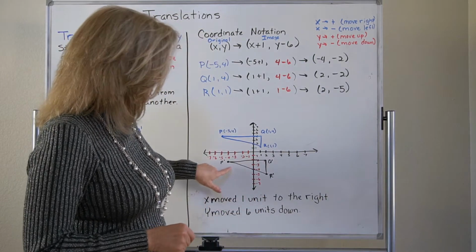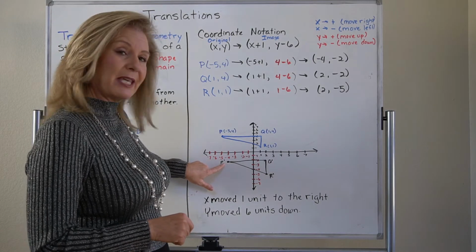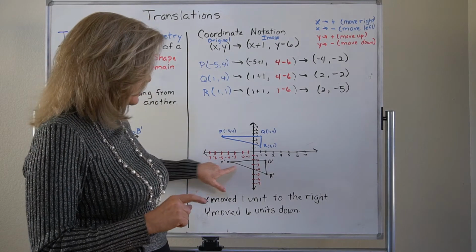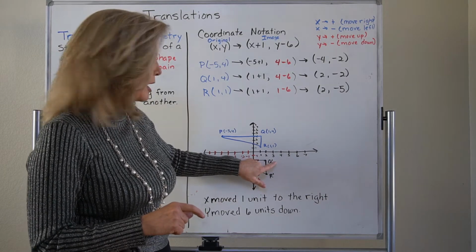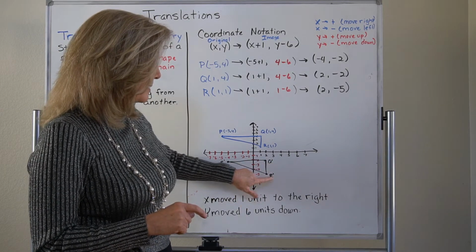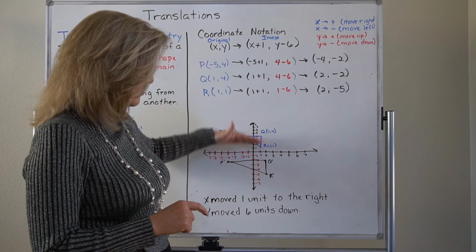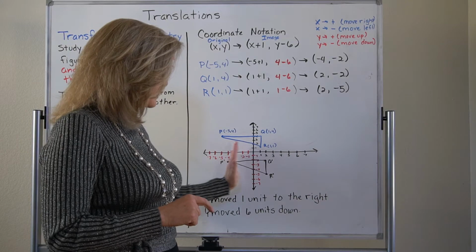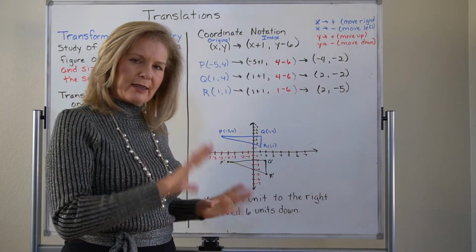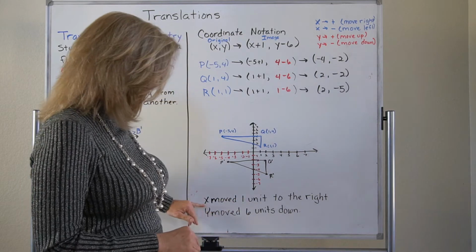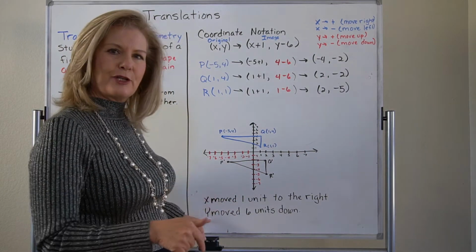So I come down here and I do (-4, -2) for P. Now I call that P prime because it's the moved position. And I have for Q (2, -2), so that becomes Q prime. And I have (2, -5), that becomes R prime. You can see that I slid it down and I slid it 1 position to the right. Now, remember, we always talk about the X position first. So I would say X moved 1 unit to the right, Y moved 6 units down.